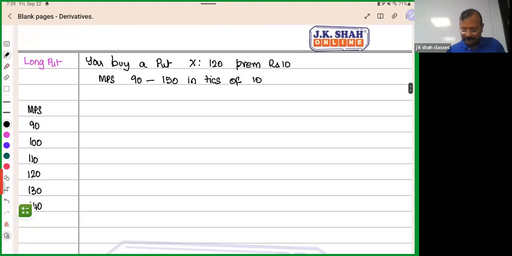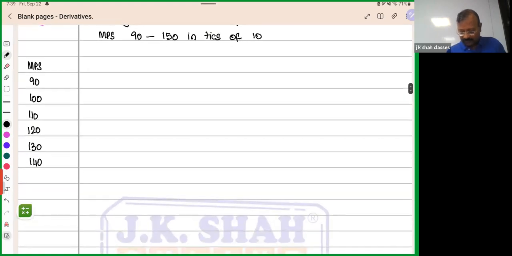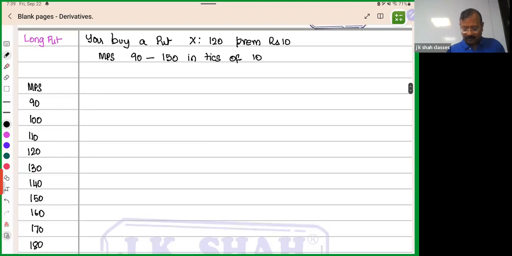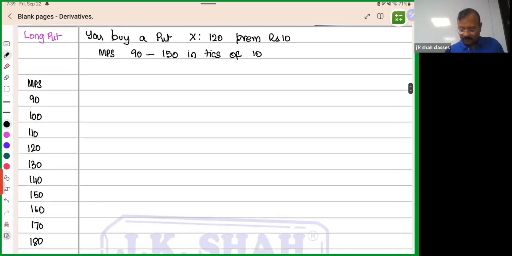Let's extend it a bit here: 150, 160, let's take it till say 170, 180. Actually, I wanted to extend it before also, but I think most of you have written it down. Chalo.